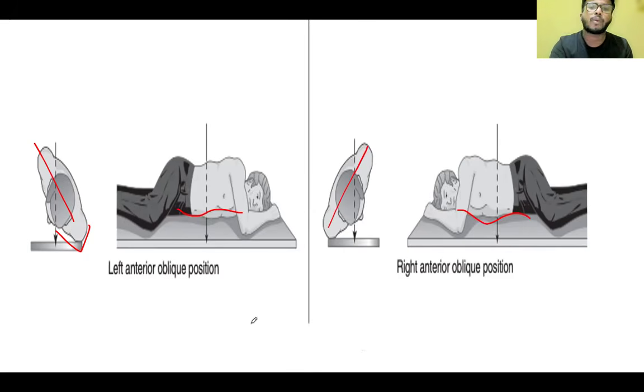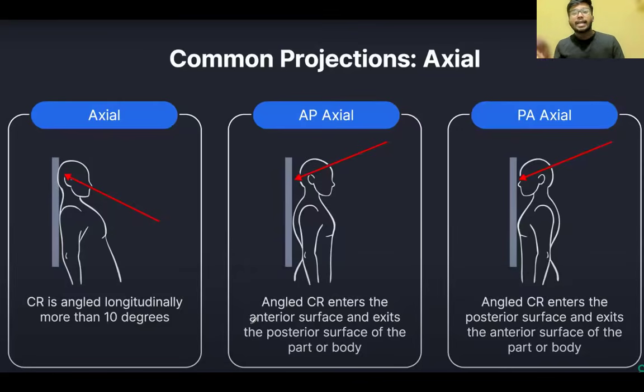Now we are moving on. Now we are going to discuss the axial projection. So oblique means rotated. It is clear. Axial means nothing but an angulated projection. If you are giving an angulation of the central ray greater than 10 degrees, those projections are called axial projections. So axial projections are the projections where we are giving angulation greater than 10 degrees. Clear? So axial means angulation greater than 10 degrees.